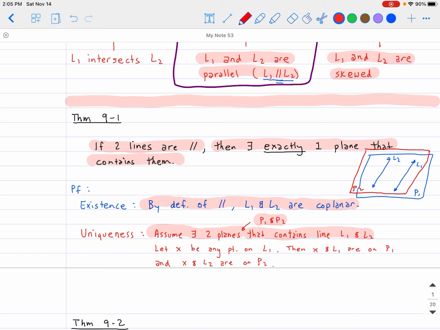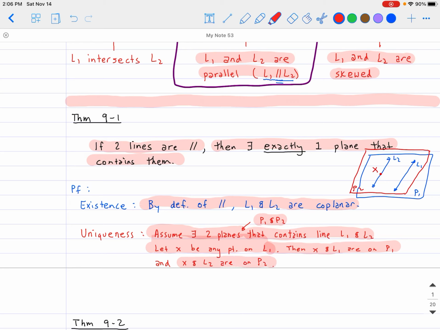Now, I'm going to go to one of the lines, line 1 is the line that I'm picking, and say that let point X be a point on the line. So there is a point definitely on the line, and we're just going to call it X. Now, what that means is that since X is on the line, it is going to be on both planes. So we can say the following: X and line 1 are on plane 1, and X and line 2 are on plane 2.